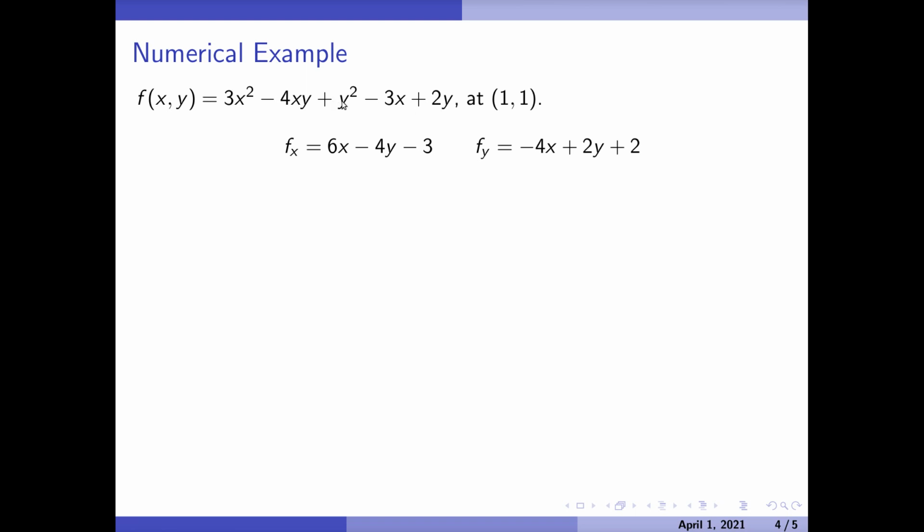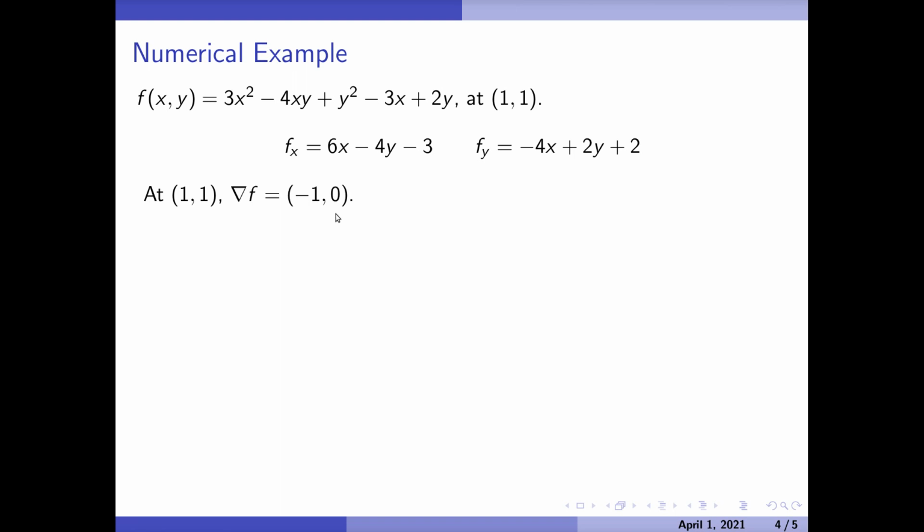The 2y is coming from here. I was going to say that's not right. Plus 2, there's the 2. Okay, and so when we plug in the point (1, 1), what do we get? 6 minus 4 is 2, minus 3 is negative 1 for f sub x, and minus 4 plus 4 is 0 for f sub y. So again, that's our gradient now: minus 1 comma 0.